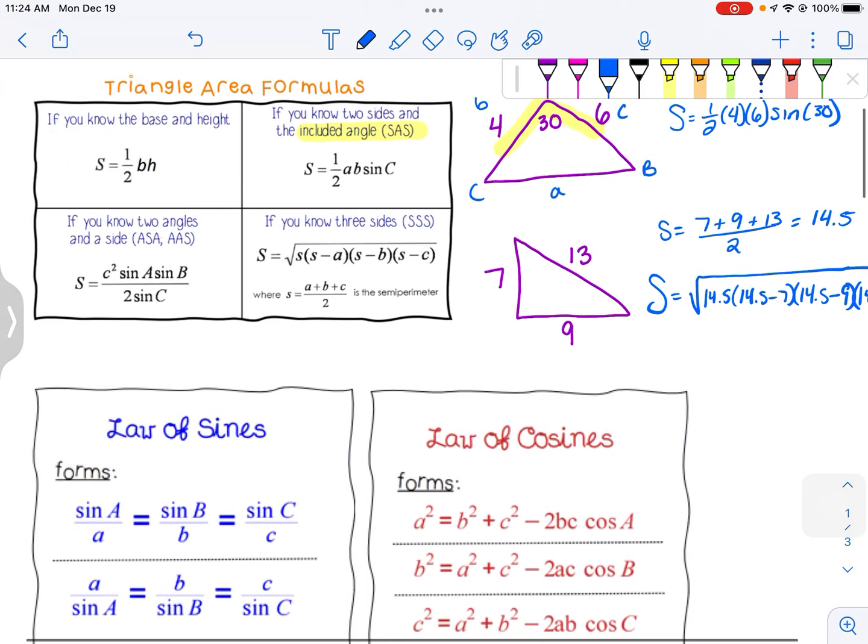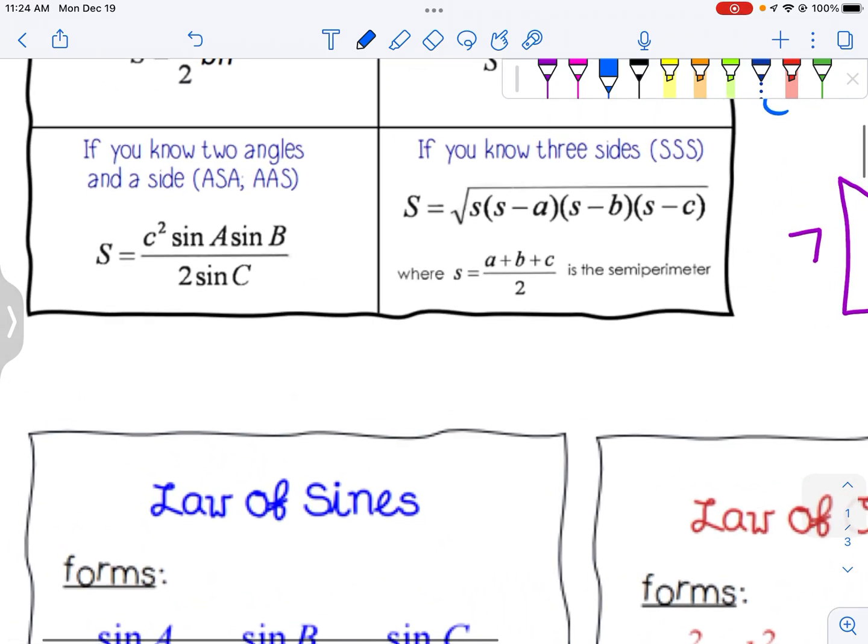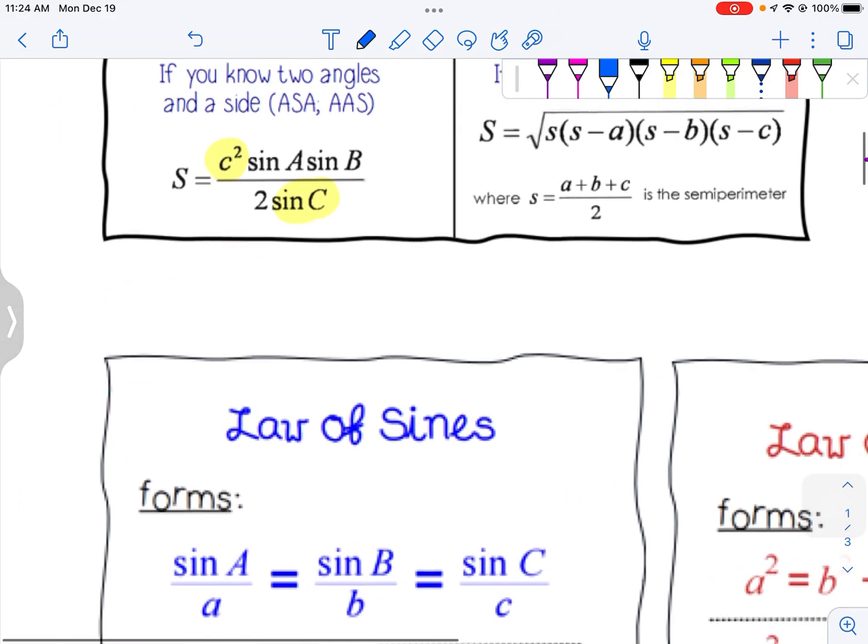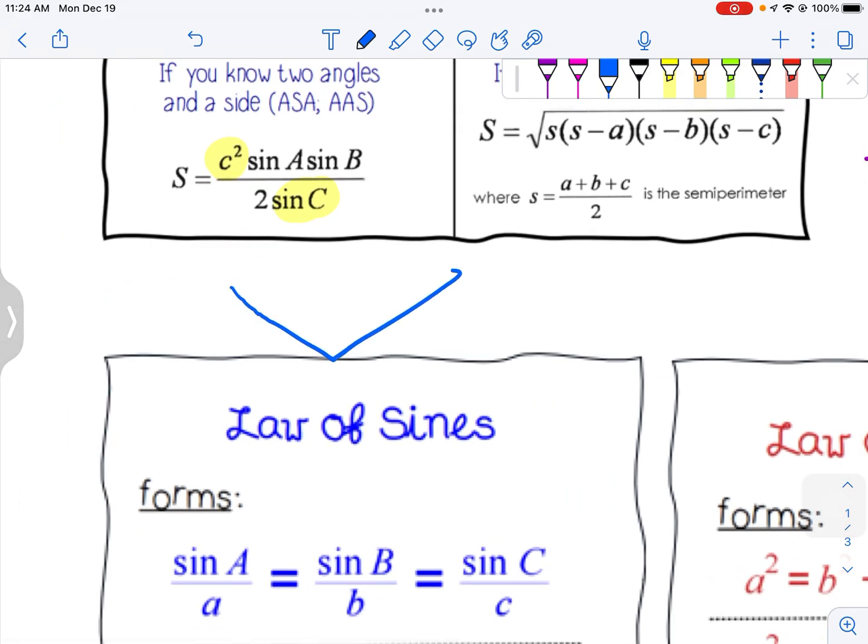And then the last case is if you know 2 of the angles and a side. And this is the one where the most mistakes are made from the quiz. So if you know 2 of the angles and a side, like angle, side, angle, or angle, angle, side, you can use this formula. But the key is that this angle and this side have to match up. For example, let's say I know angle, angle, and a side.